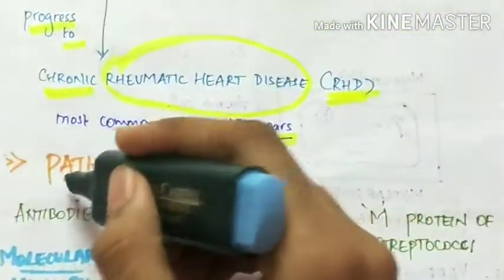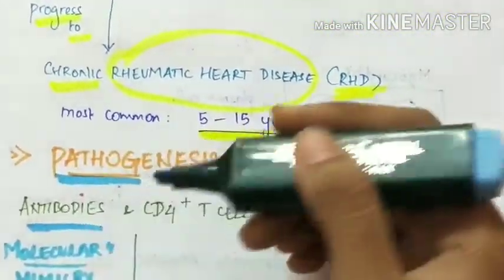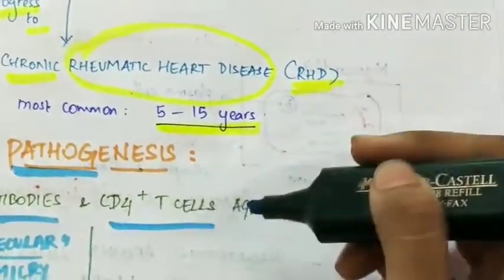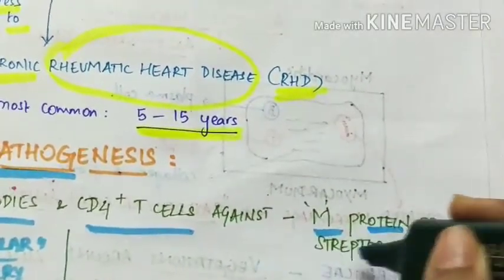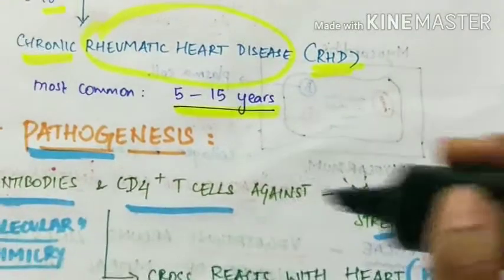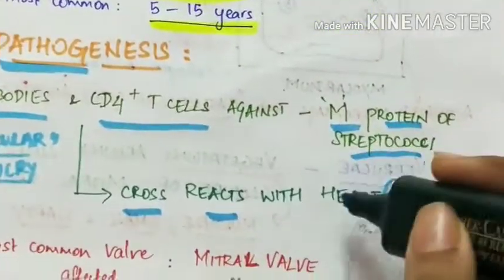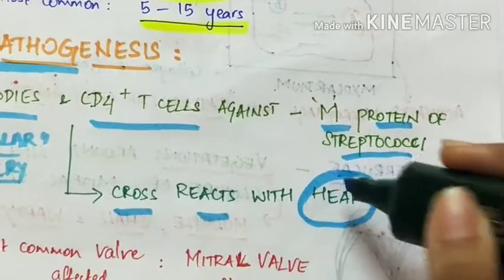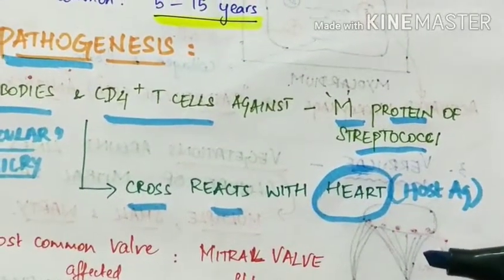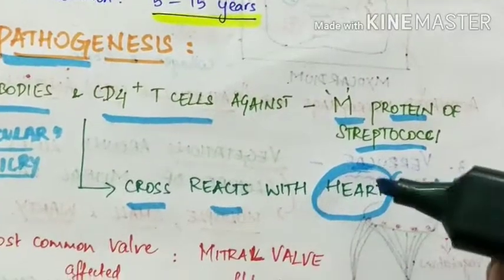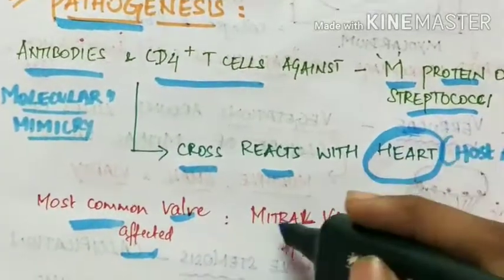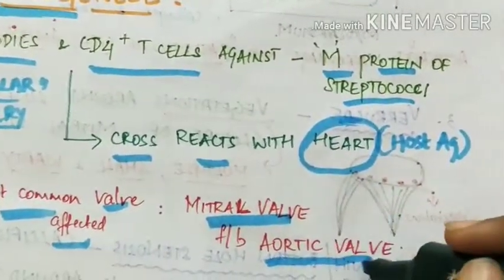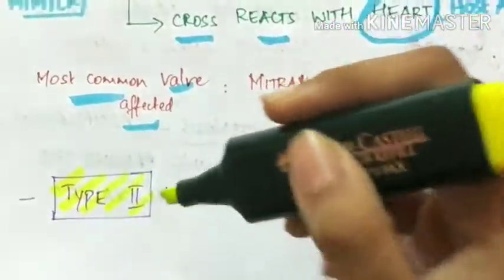Pathogenesis. Here, antibodies and CD4 plus T cells, that is T helper cells, are produced against the M protein of streptococci, which cross-react with host antigens like heart, joints and brain. This phenomenon is called molecular mimicry. This is the pathogenesis of rheumatic heart disease. The most commonly affected valve is the mitral valve, followed by the aortic valve. And this is an example of type 2 hypersensitivity reaction.